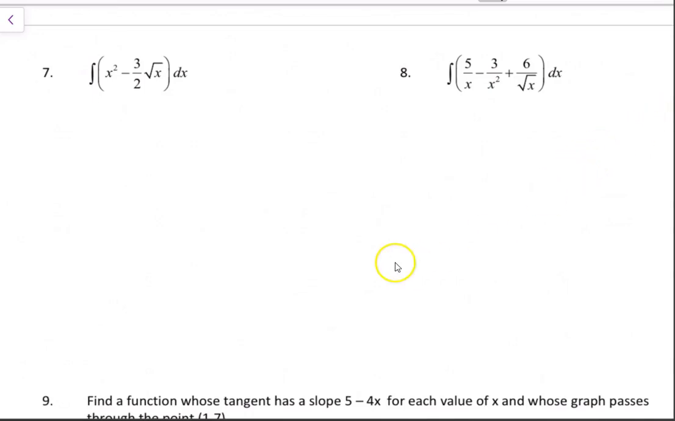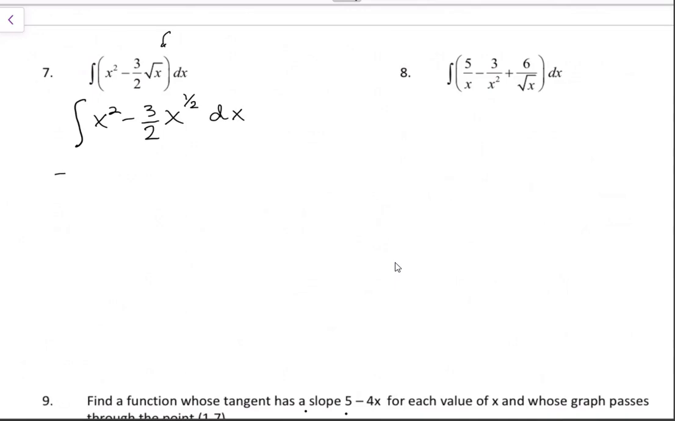Okay, for number 7, I do have some rewriting to do because I've got that square root in that second term. So I want to pull that x out of the square root position. So I'm going to rewrite my whole integrand. X squared is fine. I don't want to change that. But I've got my coefficient of 3/2, and then I want x to a power. Instead of having a square root symbol, we know that that exponent that matches square root is 1/2. And I want to integrate that with respect to x.